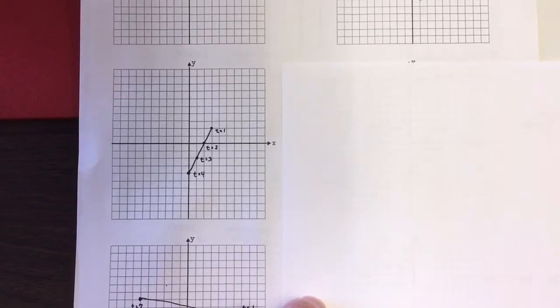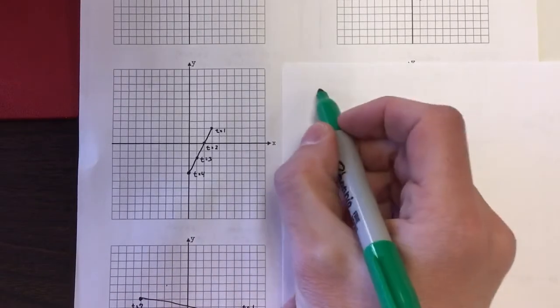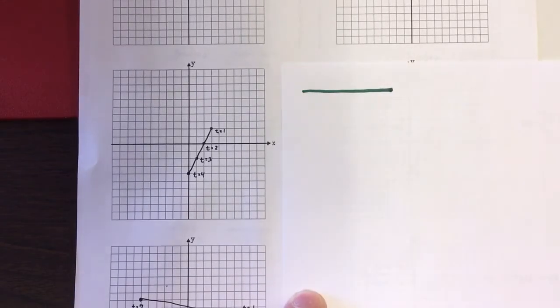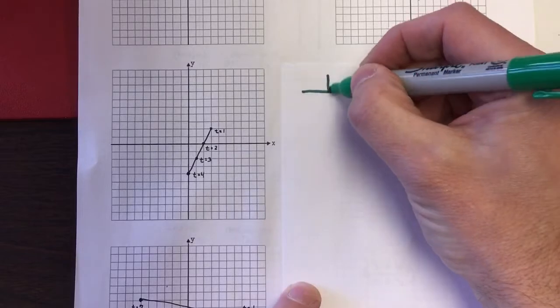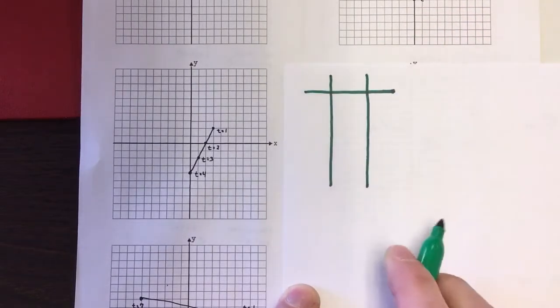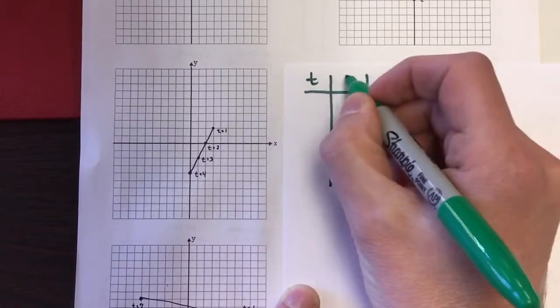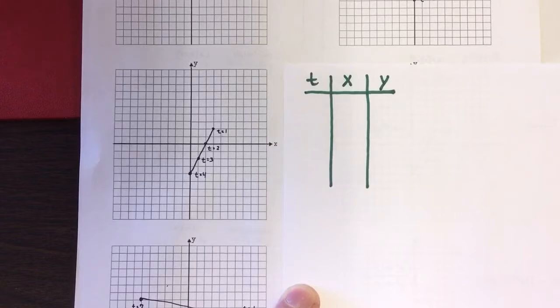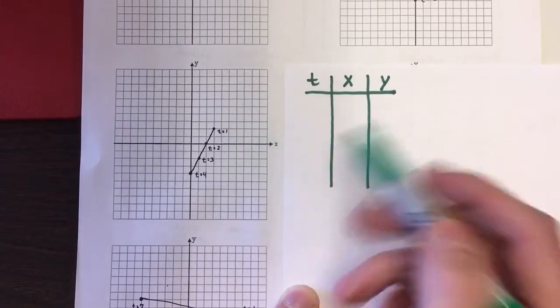Writing the equation of the line. One suggestion: create a table of values based upon what we have. We're going to have time, we're going to have x, we're going to have y. Now our time, you can see, goes 1, 2, 3, 4.